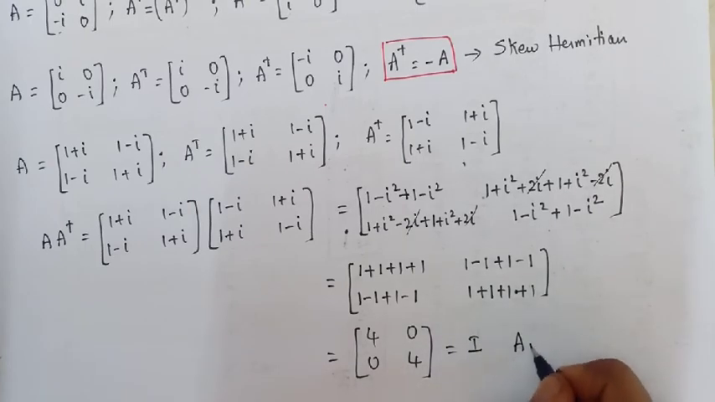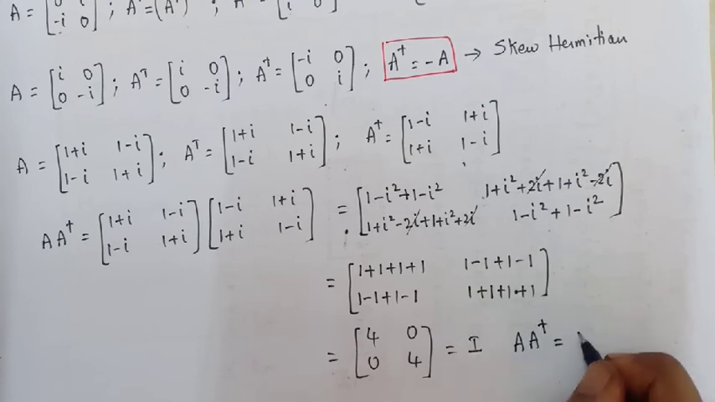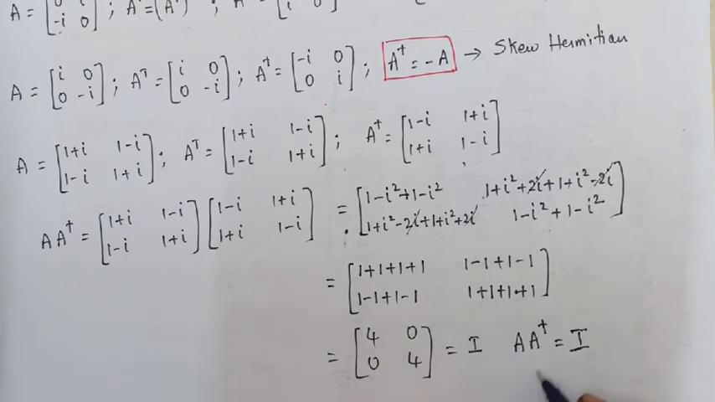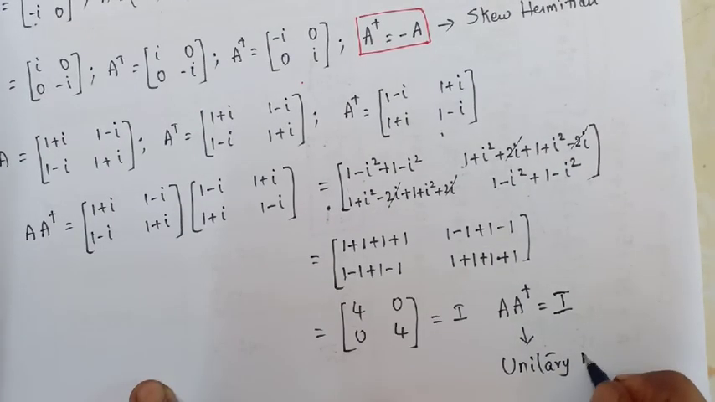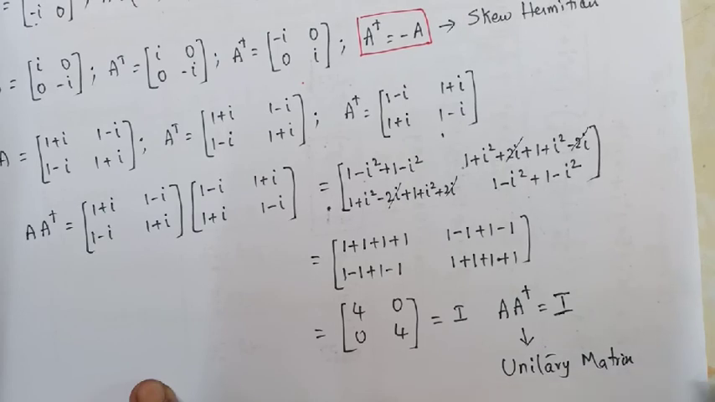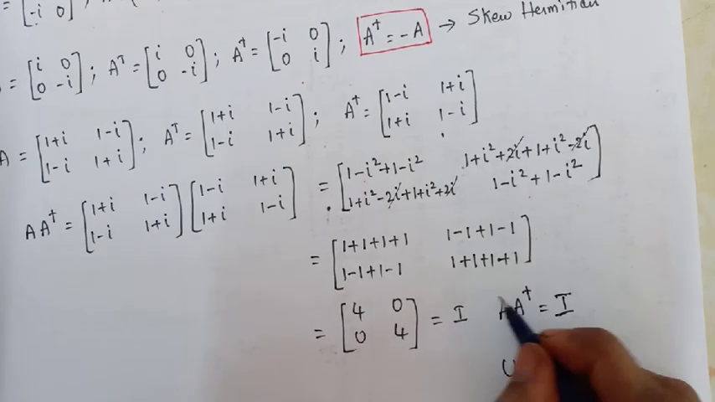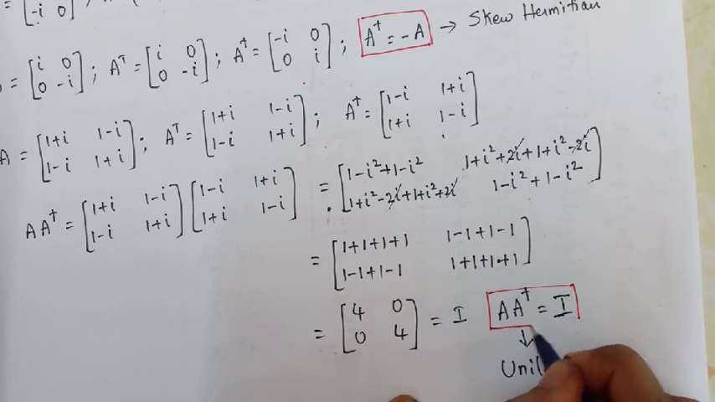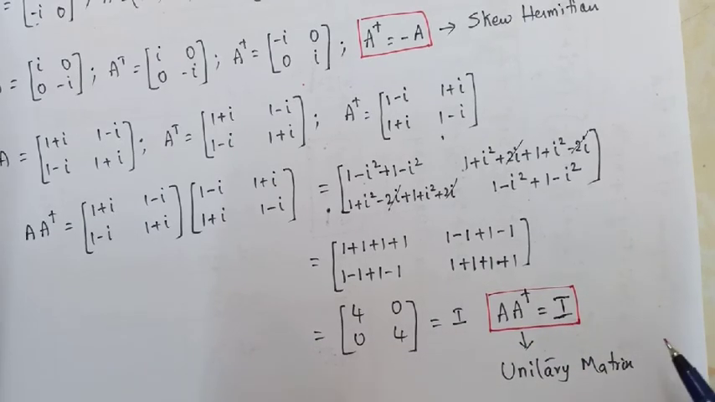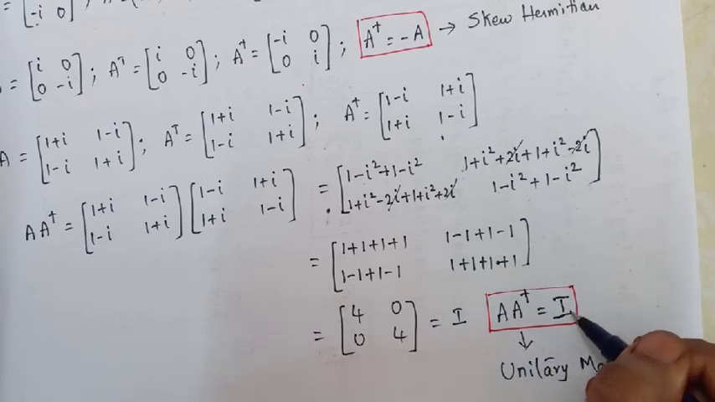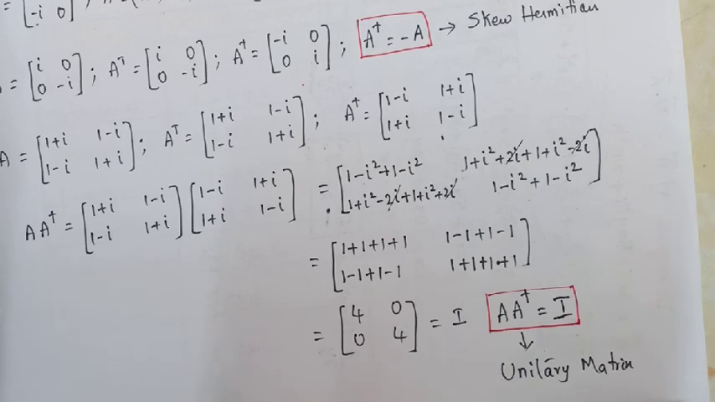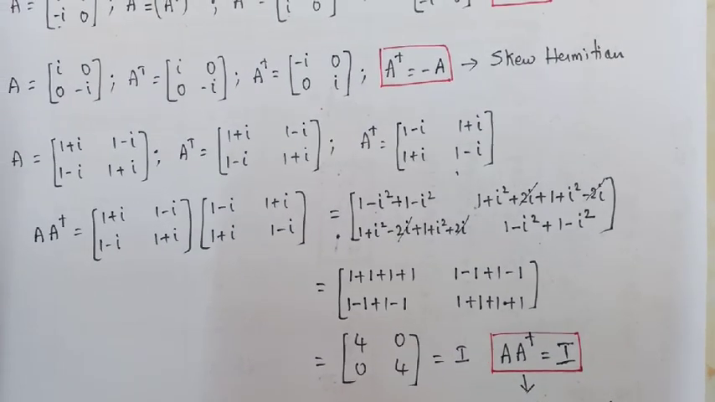So here A into A dagger is an identity matrix, up to a scalar factor. Hence, any matrix which satisfies this condition is called a unitary matrix. So the condition for a matrix to be unitary is A into A dagger, that is the product of matrix A and the conjugate of its transpose, should be equal to the identity matrix. Then it will be called a unitary matrix.